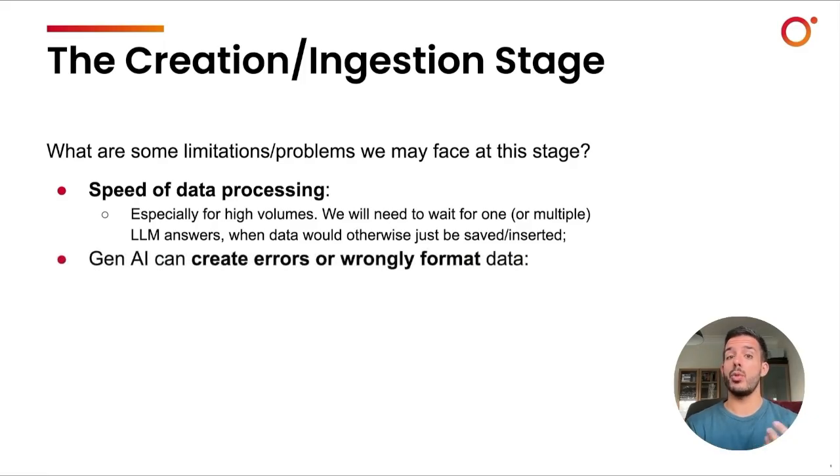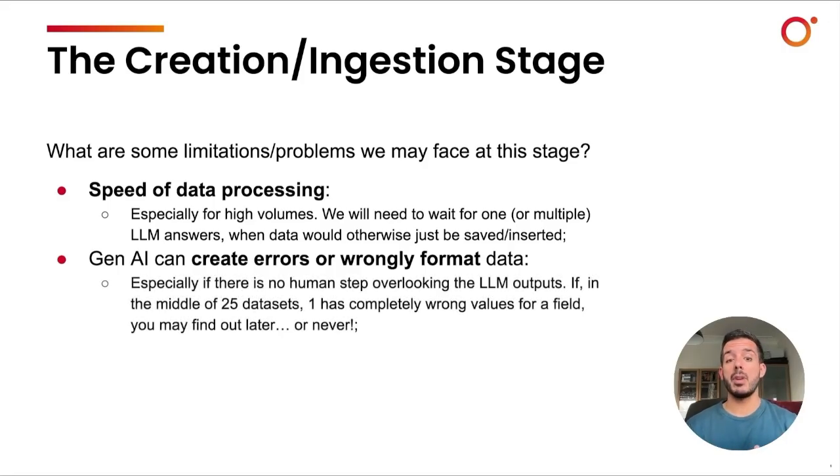Then, GenAI can create errors or format data in the wrong format, right? Hallucinations, but just in the context of data operations with GenAI, right? So especially if you don't have a human staff overlooking the LLM outputs, if in the middle of 25 datasets that you process, for example, one has completely wrong values and nobody bothers to check to a very deep level, you are never going to know this, right? So you may find out later or never.